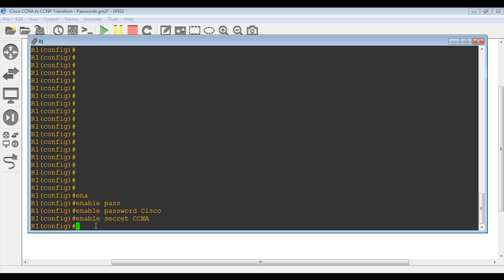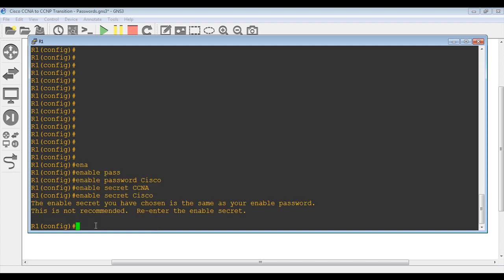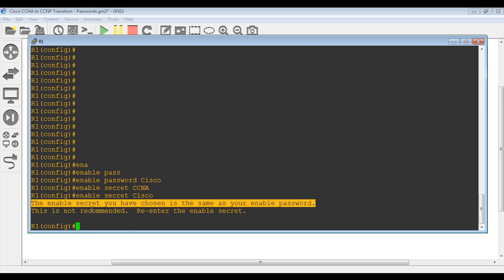Also, if we try to configure the enable secret password to be the same as the enable password, we see the message: the enable secret you have chosen is the same as your enable password. This is not recommended. Re-enter the enable secret. So the enable secret password cannot be the same as the enable password.